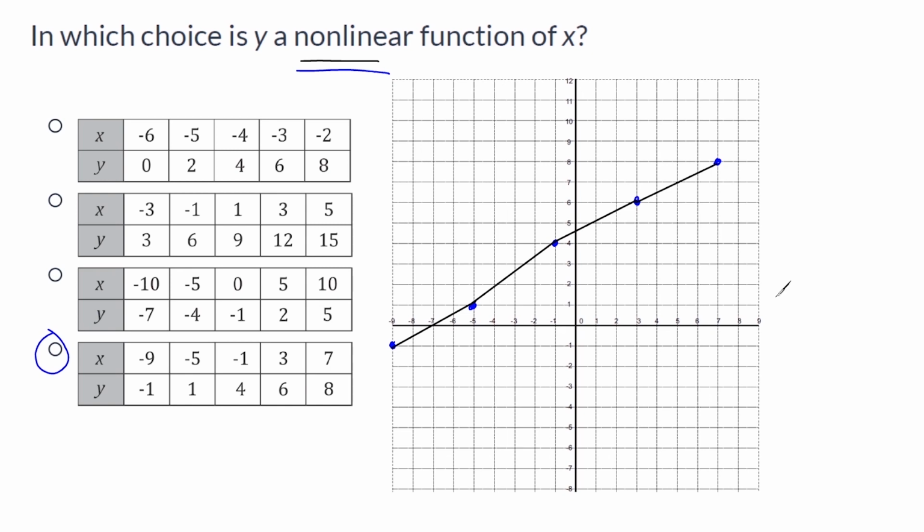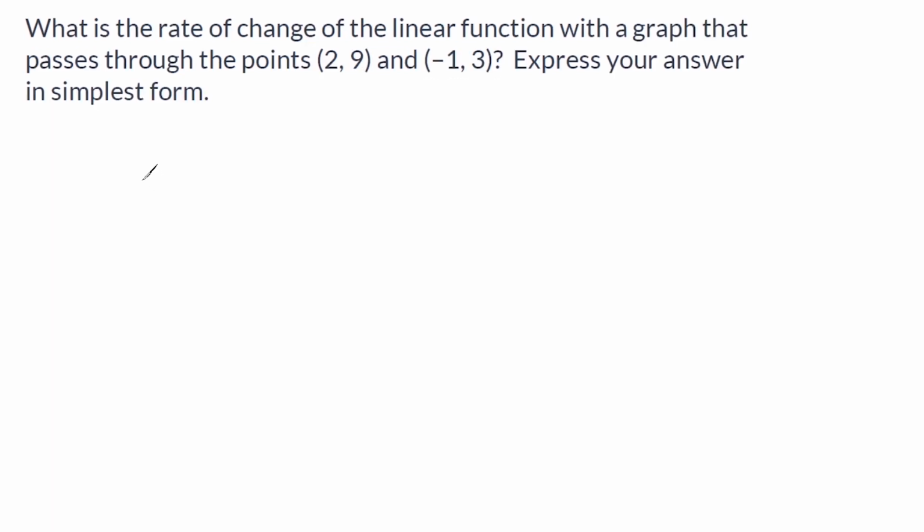All right, let's go ahead to the next problem. All right, this problem reads, what is the rate of change of the linear function with a graph that passes through the points 2, 9 and -1, 3? Express your answer in simplest form.